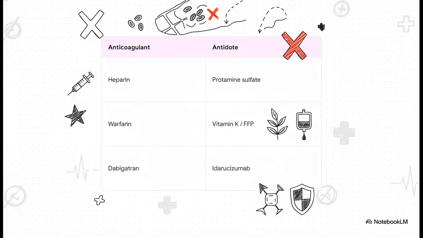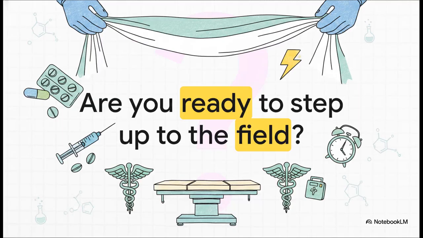Next up, let's map out the blood thinner reversals. You absolutely must be able to clearly differentiate these two. The antidote for heparin is protamine sulfate, but the antidote for warfarin, or Coumadin, is vitamin K for a slow reversal or fresh frozen plasma for an immediate fix. Don't mix those two up. And hey, if they throw a direct thrombin inhibitor like dabigatran at you on the test, just remember the specific reversal agent is edarucizumab.